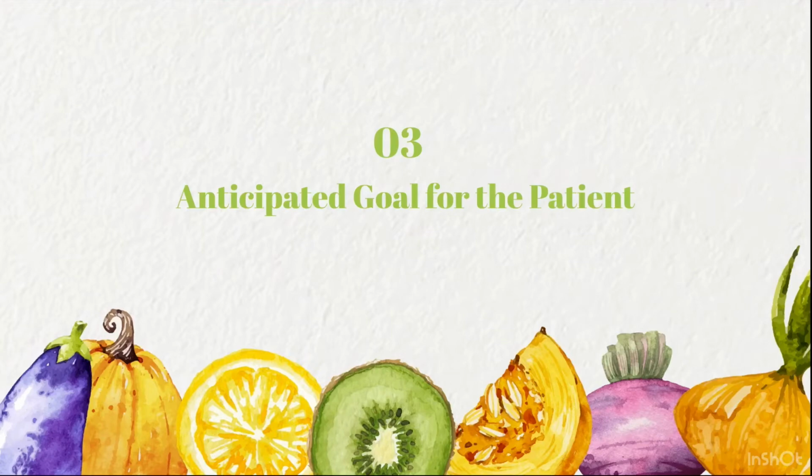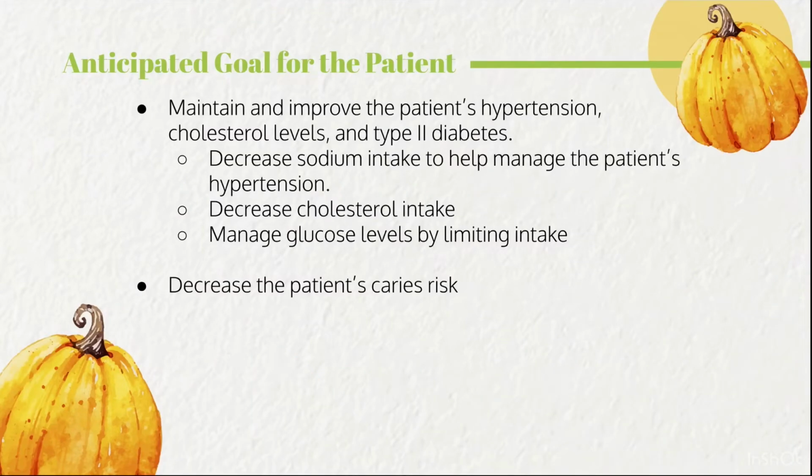So the anticipated goal I have for the patient. I would like for them to maintain and improve their hypertension, cholesterol levels, and type 2 diabetes. They should decrease their sodium intake to help manage their hypertension, decrease their cholesterol intake, and then manage their glucose levels by limiting the intake. And then this will also decrease the patient's risk for caries.